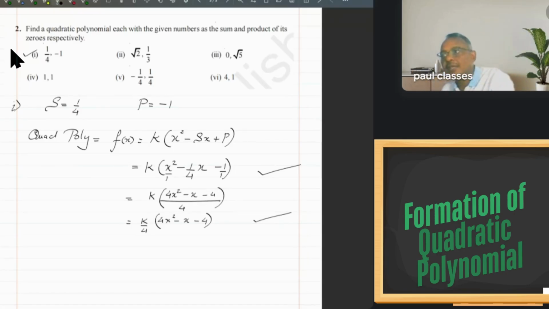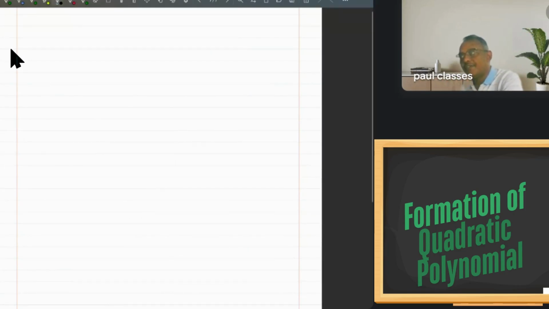Including NCERT, what they say, this k can be anything. ये तो कुछ भी हो सकता है. तो उसने मन ही मन में मान लिया k बराबर 4. तो what is 4 on 4? K can be any number. तो अगर ये 4 by 4 कर देंगे तो ये हट जाएगा. तो 4x square minus x minus 4 करके छोड़ दोगे तो this is also the correct answer.